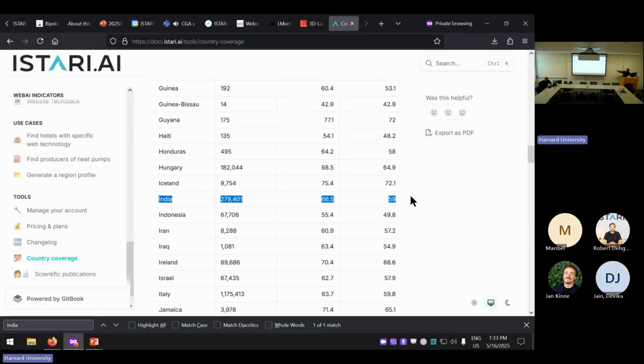You also see here that for overall India, we just have 280,000 companies or organizations, and only 66% of them are active. So maybe 160,000 companies in a country like India. That's not a lot compared to, like, 3 million in Germany. So the data quality in India, just from the base data, is not our best.